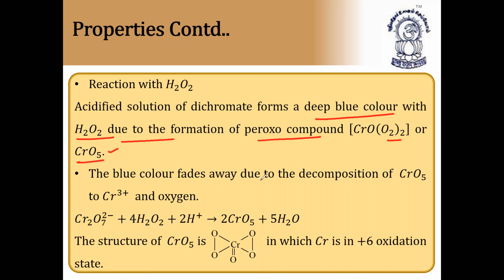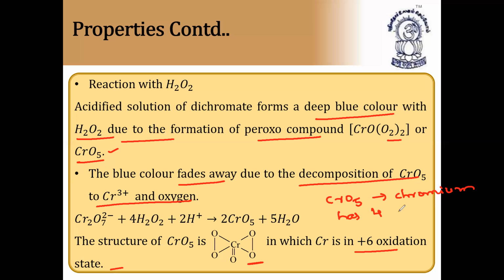And the blue color fades away due to the decomposition of CrO5 to Cr3+ and oxygen. Finally, this blue color solution fades, meaning it becomes colorless. The structure of CrO5 is like this, in which chromium is in the plus 6 oxidation state. Here it has peroxy bonds. In CrO5, how many peroxy bonds are there? 1, 2, 3, 4 peroxy bonds. Very, very important. Please note down this point: CrO5 has 4 peroxy bonds.